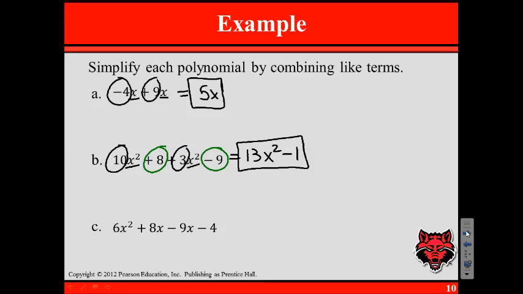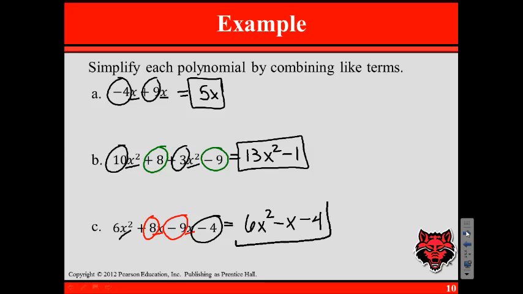Going to the last example, we have 6x squared plus 8x minus 9x minus 4. As we go through looking for terms with an x squared, we only have one. And so 6x squared has no like terms. We can just rewrite it in the answer. We have two terms with a variable of x to the first power. So we can combine those coefficients. 8 minus 9 is negative 1. So this will become negative x. And then at the end, we have a minus 4. There are no other constants, so we just carry it along in the answer as well.